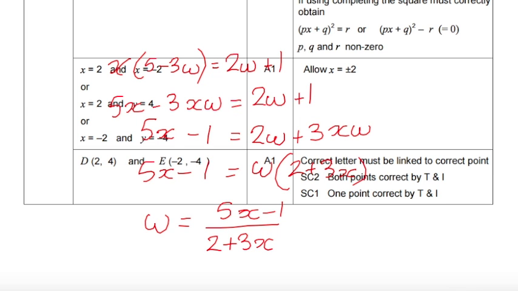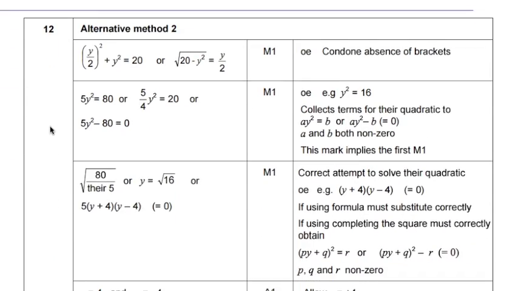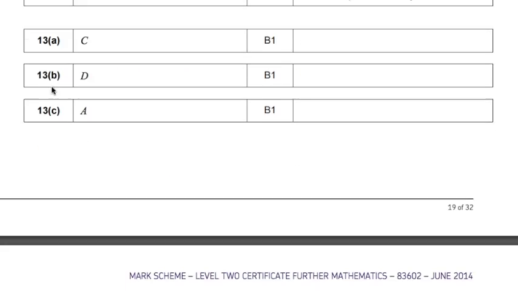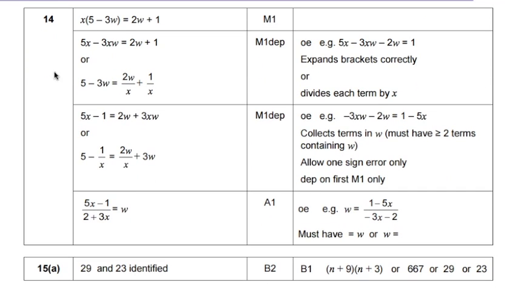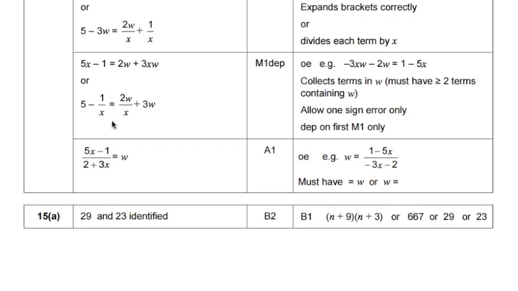Okay, so in the mark scheme, 1 mark for timesing by that, 1 mark for multiplying out, 1 mark for getting all the W stuff on one side, and then factorising and dividing. So again, you could have this, which is if you got everything on the left.